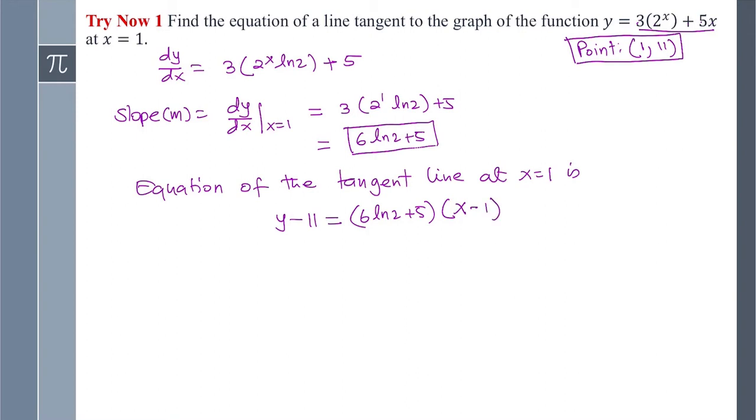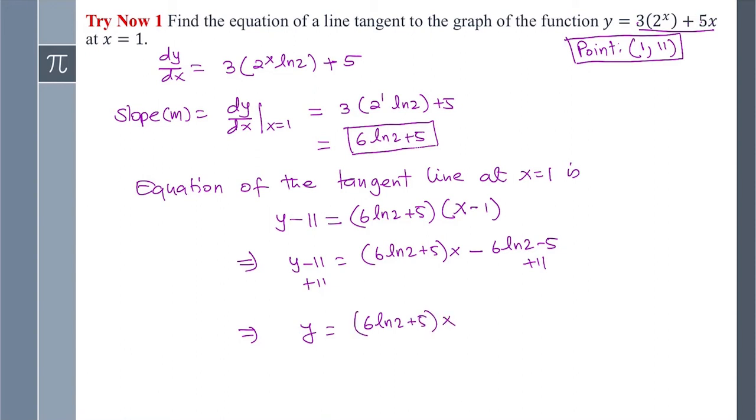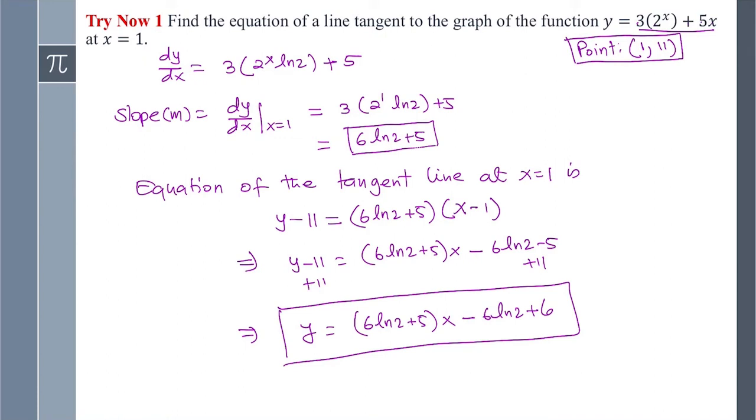We can just leave it here, or we can multiply and then expand this one. So y minus 11 equals, if we multiply this, we get 6 natural log of 2 plus 5 times x, minus 1 times that one is 6 natural log of 2 minus 5. And then if we add 11 on both sides, we get y equals 6 natural log of 2 plus 5, which is the slope, times x, then minus 6 natural log of 2 plus 6, and then we can just leave it here. Let's not put anything in the calculator, let's not round it up, we just want the exact answer, so we'll just leave it right there, okay?